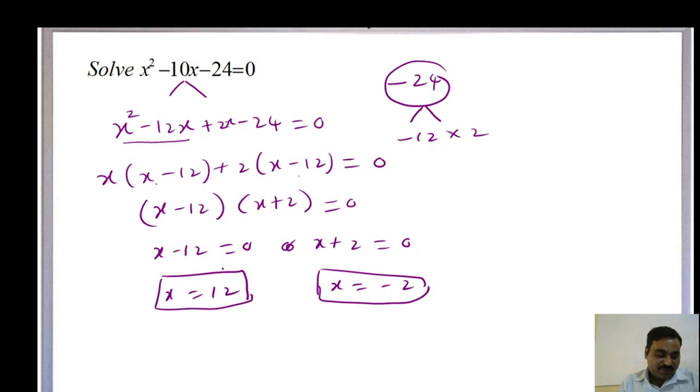In this way, we can solve quadratic equations by the factorization method, and there are some more application oriented questions on the factorization method that we'll discuss in the next video.